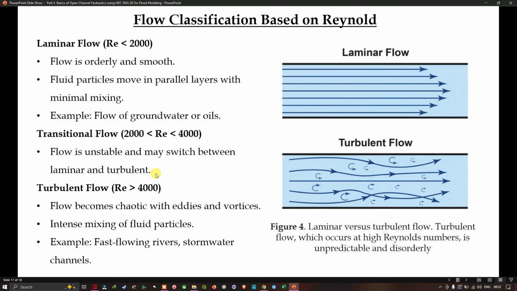And the last is the turbulent flow. If the Reynolds value is greater than 4000, the flow becomes chaotic with eddies and vortices and intense mixing of fluid particles. Examples are a fast flowing river or storm water channels. The turbulent flow is indicated in this figure here, so you can see the difference between the laminar flow and the turbulent flow. The flow is laminar if the Reynolds number is less than 2000, and turbulent if the value is greater than 4000. This turbulent flow generally occurs at a higher Reynolds number and is unpredictable and disorderly.